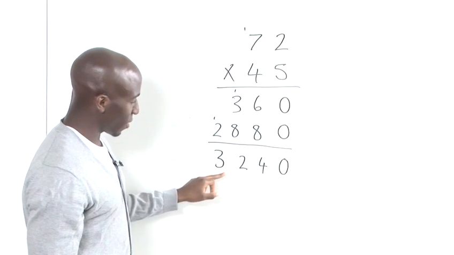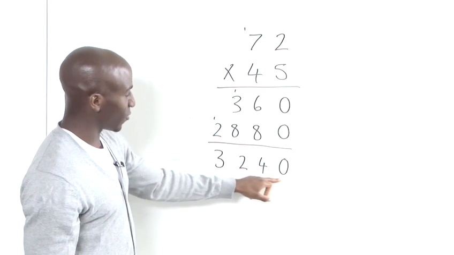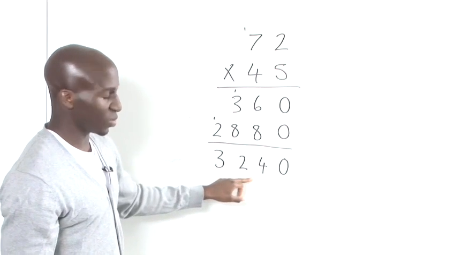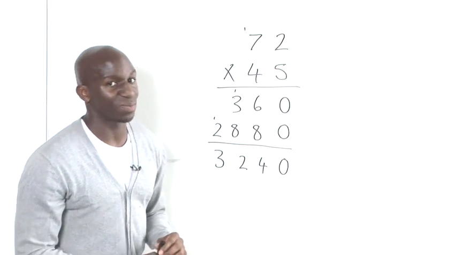And we've got 3,240. So 72 times 45 is 3,240. And that's how to multiply integers.